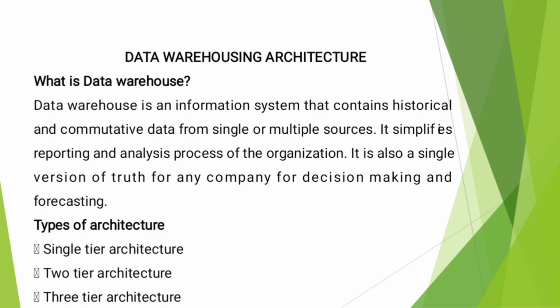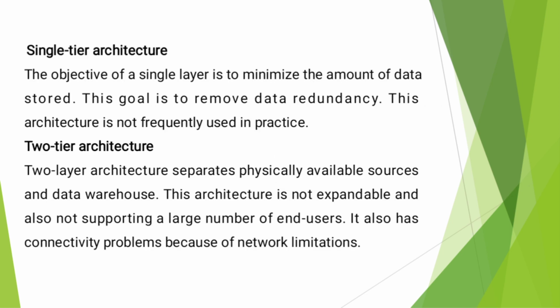Types of architecture: single tier architecture, two tier architecture, three tier architecture. First of all, single tier architecture. The objective of the single tier is to minimize the amount of data stored. The goal is to remove data redundancy. This architecture is not frequently used in practice.